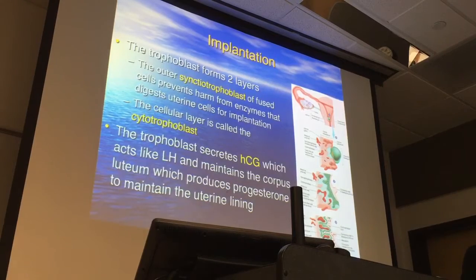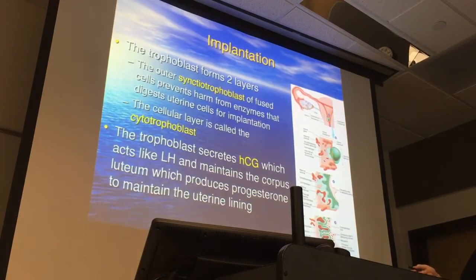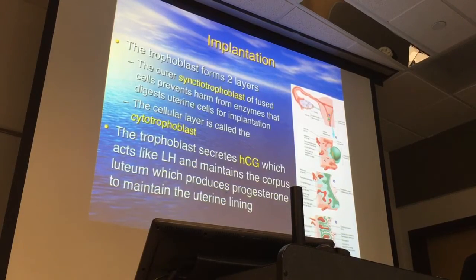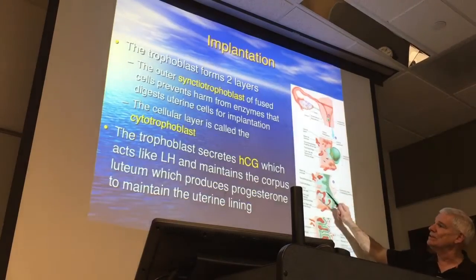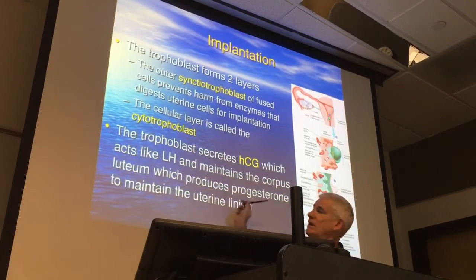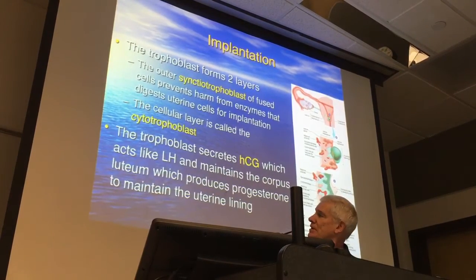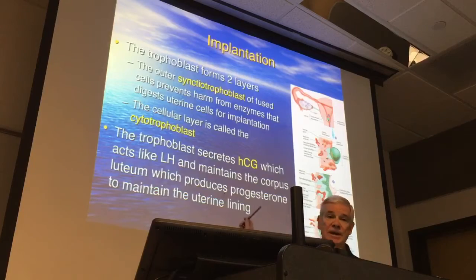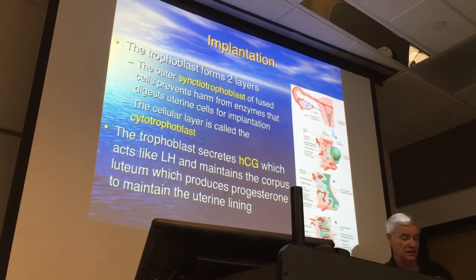So, a little later, a covered syncytial trophoblast. Oh, the trophoblast at this region, at this time, it's the cytotrophoblast that does it. It secretes HCG, which acts like LH and maintains the corpus luteum. Okay? To maintain the endometrial lining, maintain the entire uterine lining at this point.